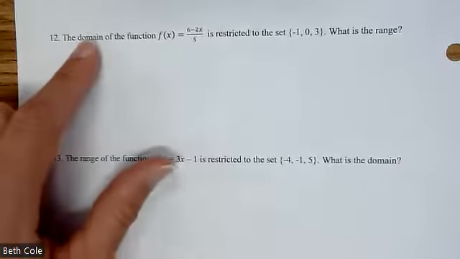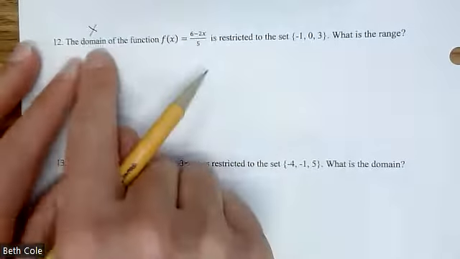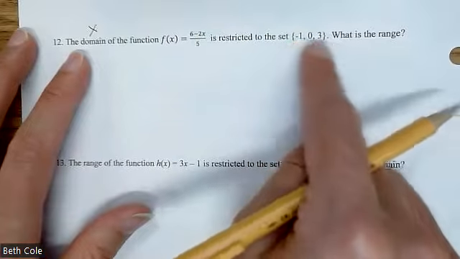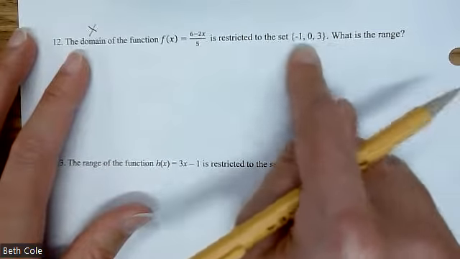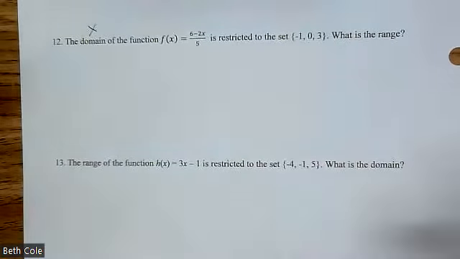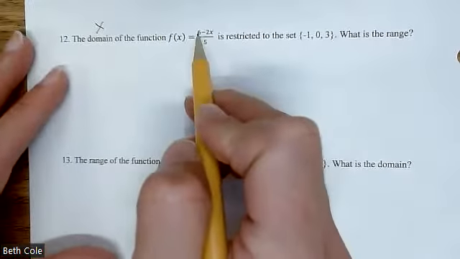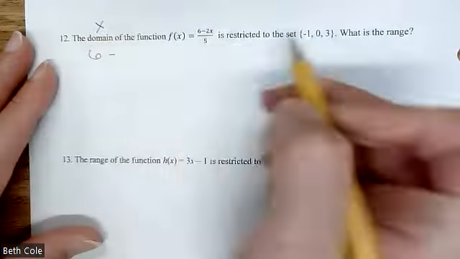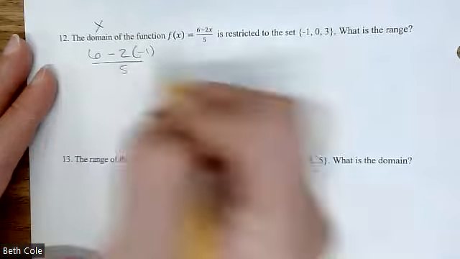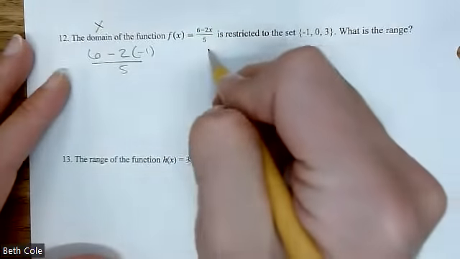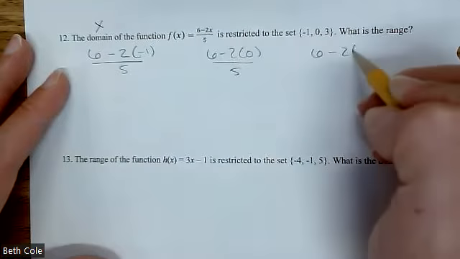All right, this says the domain. Is domain X or Y? X. Let's write a note. Domain is X. If all the X's for this function are these 3 numbers, what is the range? Well, we're just going to take those 3 numbers and plug them in. See what you get. Those are X. We're going to plug them in, see what we get for Y. So plugging in -1, this would be 6 minus 2 times -1 over 5. Let me just go ahead and write them all out. I'm going to do the exact same thing with 0, and then the exact same thing with 3.